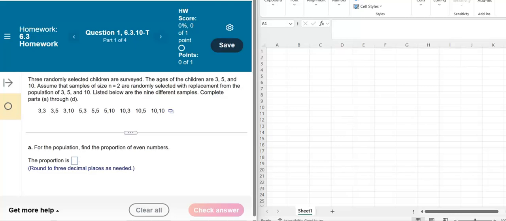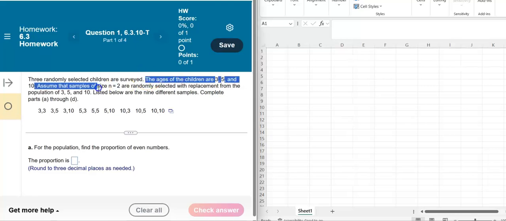Hey Stats class, I only have this one homework problem in the 6.3 homework set, just to show you the idea of the sampling distribution and the distribution of sample proportions in this case. So let's go through this one together and work it together.